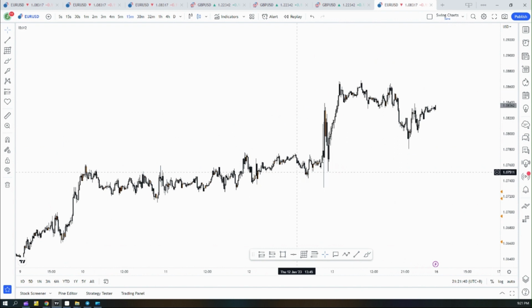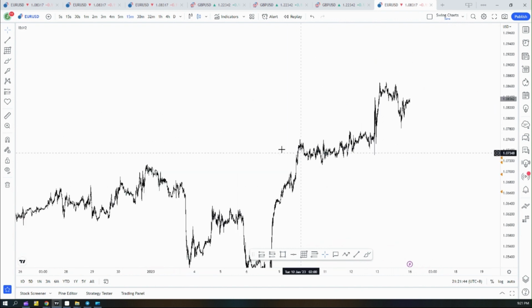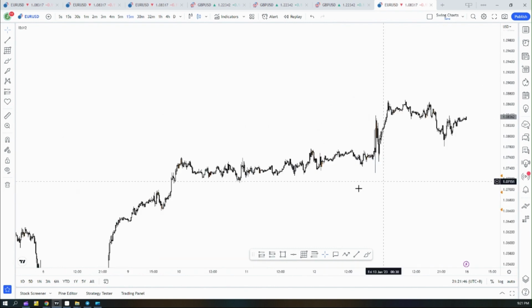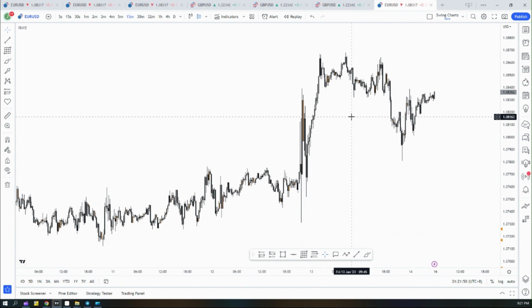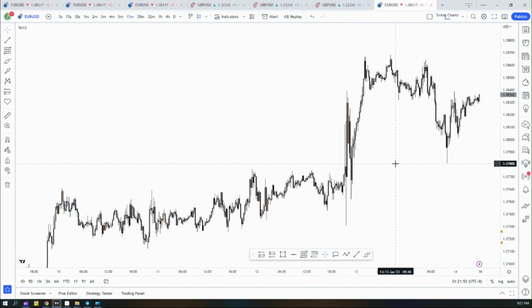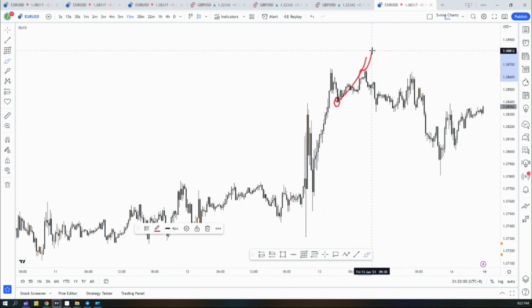We can see obviously this was the CPI news release. It's the start of the year, so price action has been messy. It's not been nice, but there's still opportunities in the market. So of course, we are bullish. Now, just because we're bullish doesn't mean that you should be buying, for example, trying to buy this or trying to buy up here, because ultimately, you're going to get stopped out of the market.